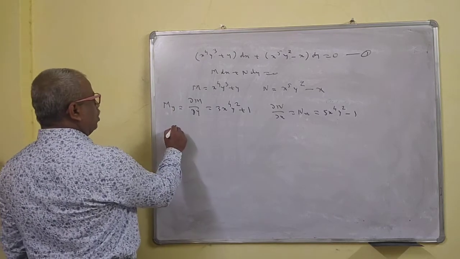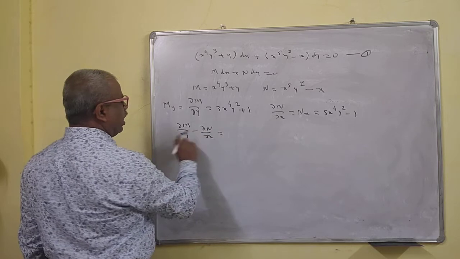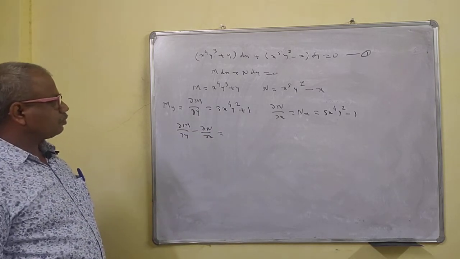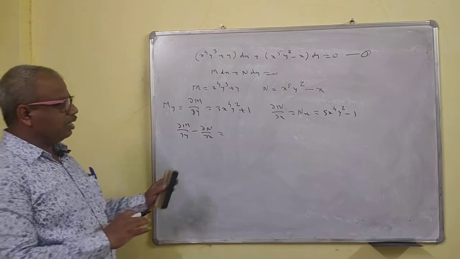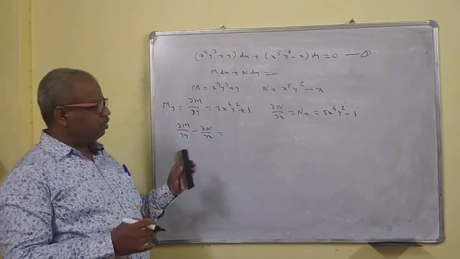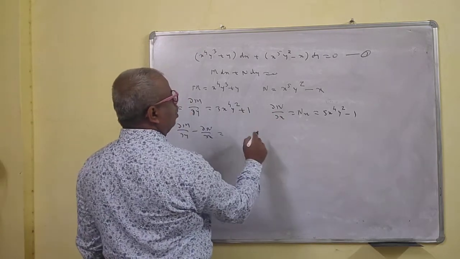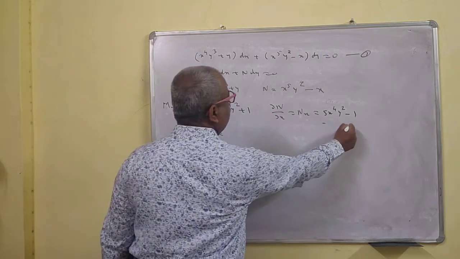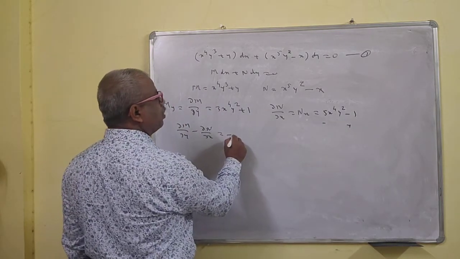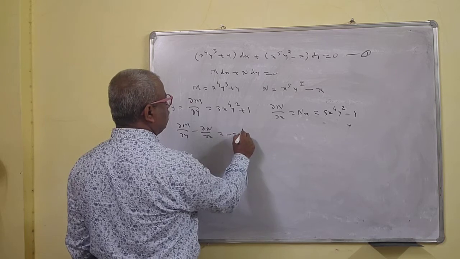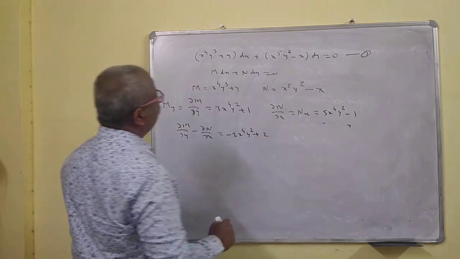Now we'll do ∂M/∂y minus ∂N/∂x. We are checking both rules to see which rule is applicable. This minus this: this becomes minus and this becomes plus. So we get minus 2x^4 y^2 plus 2.